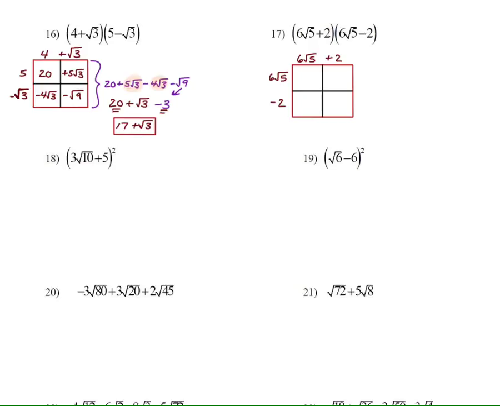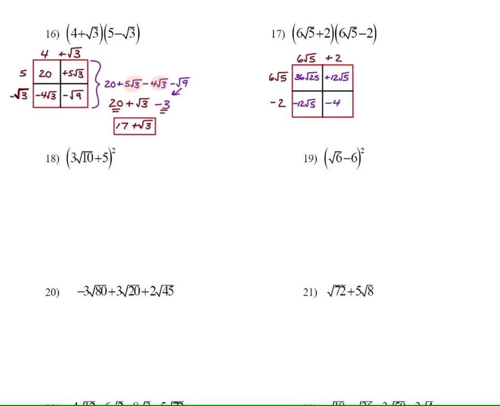So I just fill in the boxes by multiplying the terms that bound the box or on the side. So 6 root 5 times 6 root 5 would be 36 root 25 because 6 times 6 and 5 times 5. And then the second box in the first row would be 6 root 5 times positive 2, which would be positive 12 root 5. And then negative 2 times 6 root 5 would be negative 12 root 5.